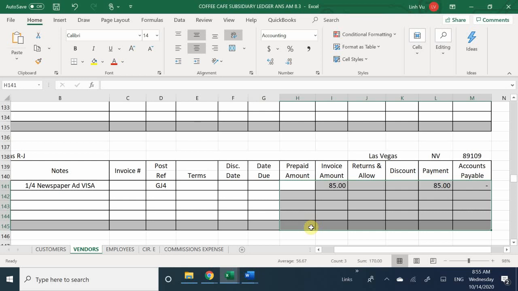They owe us service. However, this is our way of keeping track of the bill that we paid or the expense that we paid, making sure that they actually do complete this job by running the ad in the newspaper.